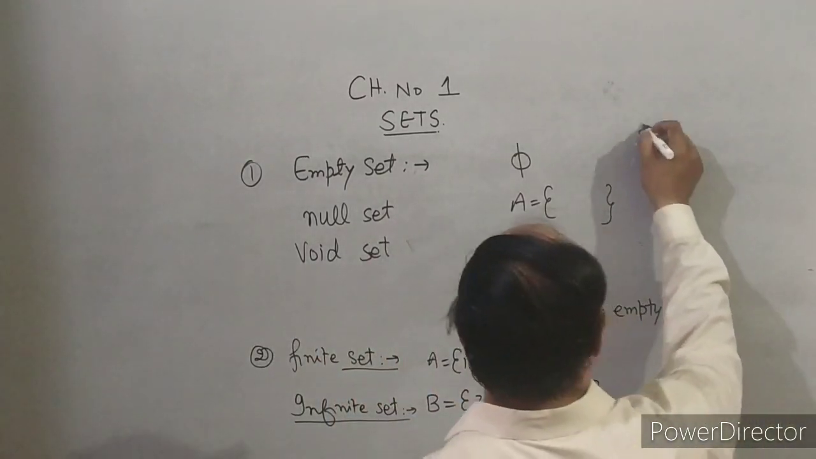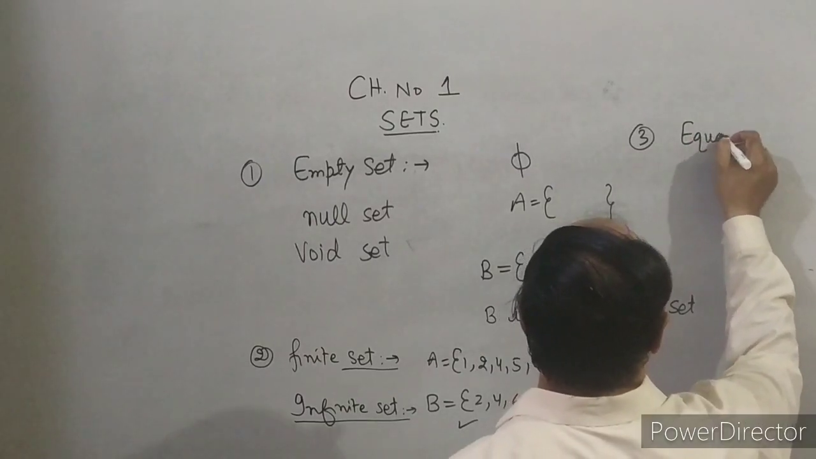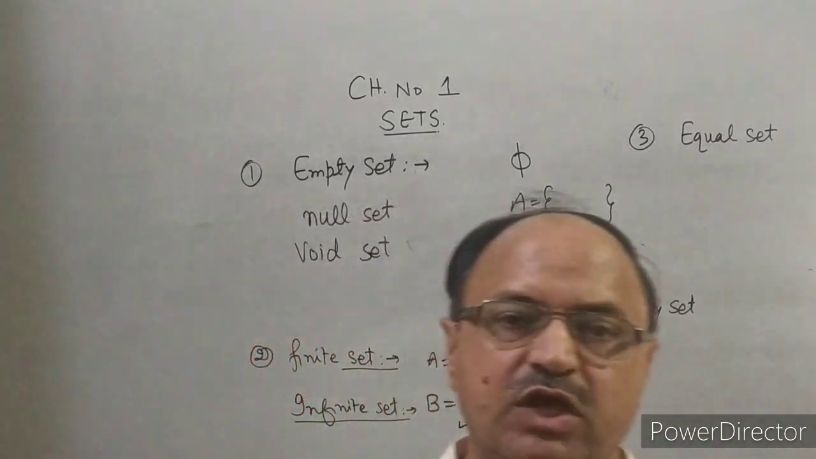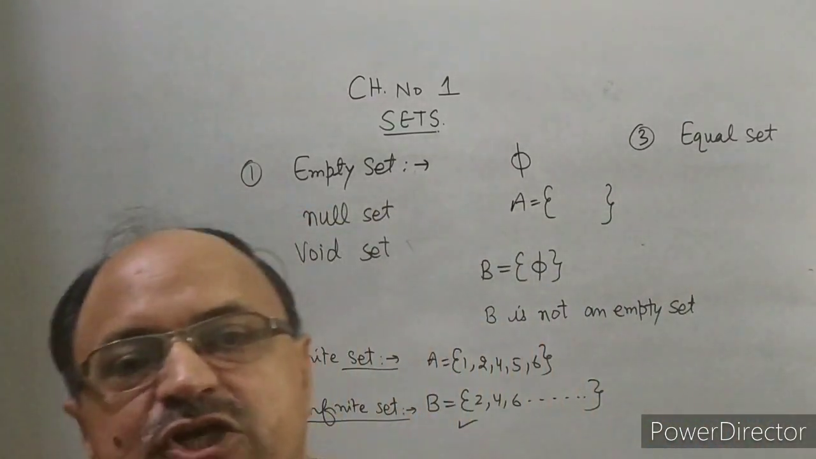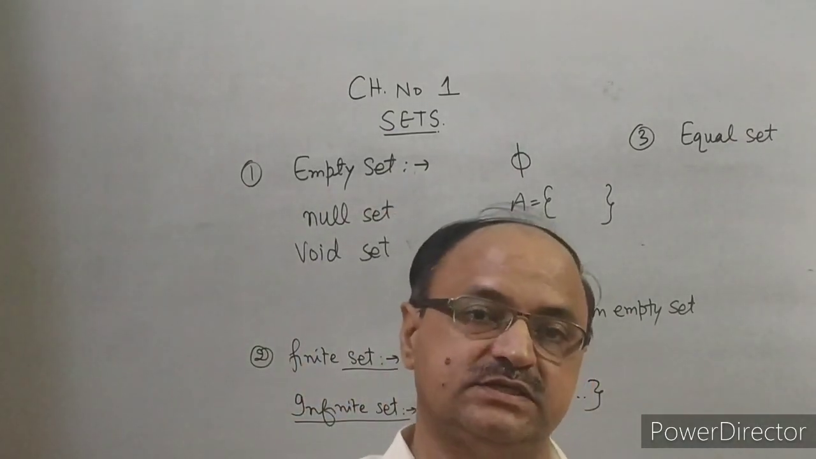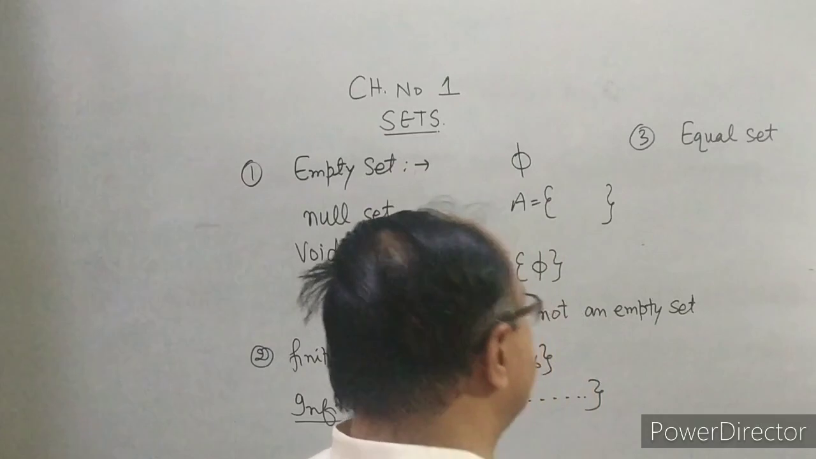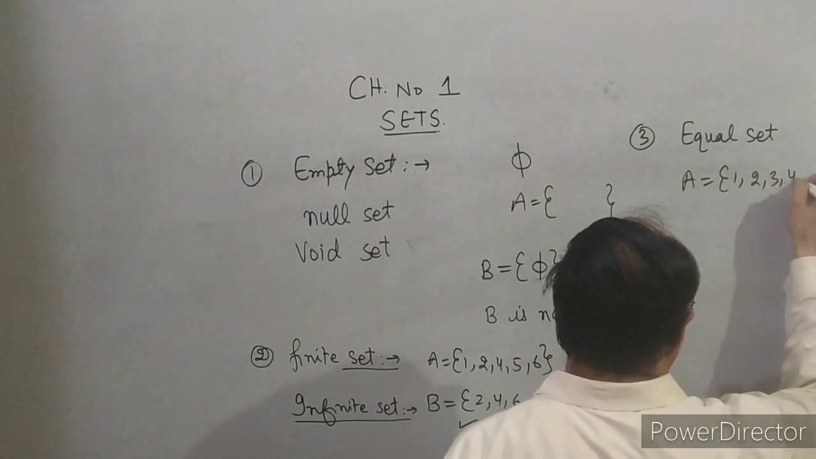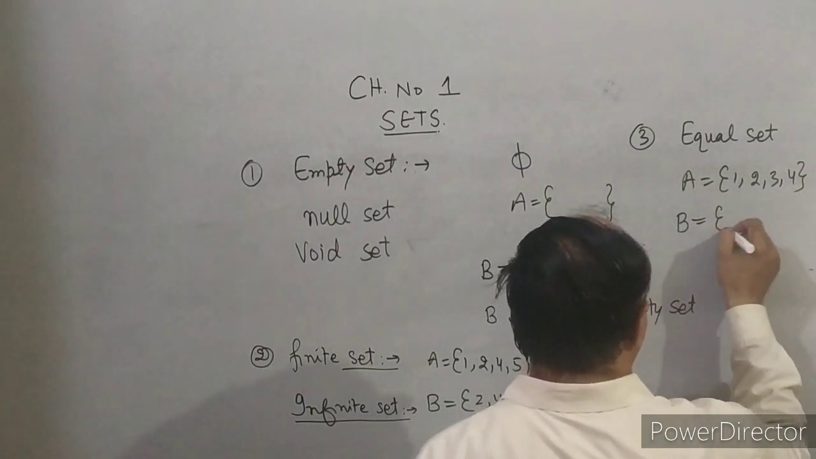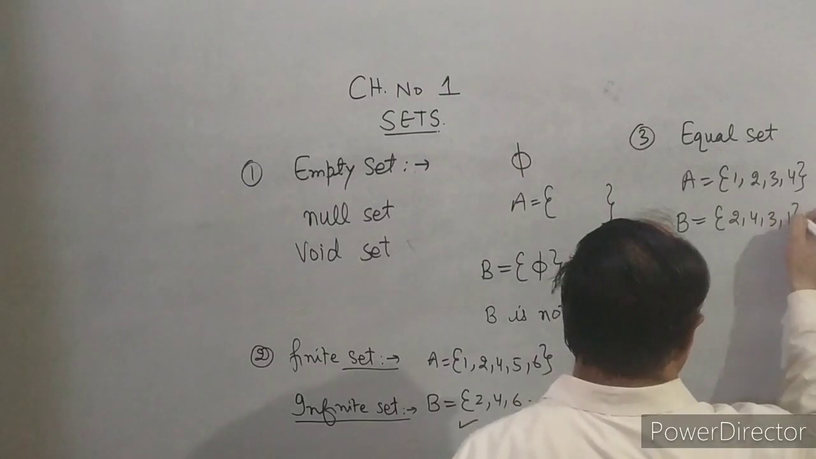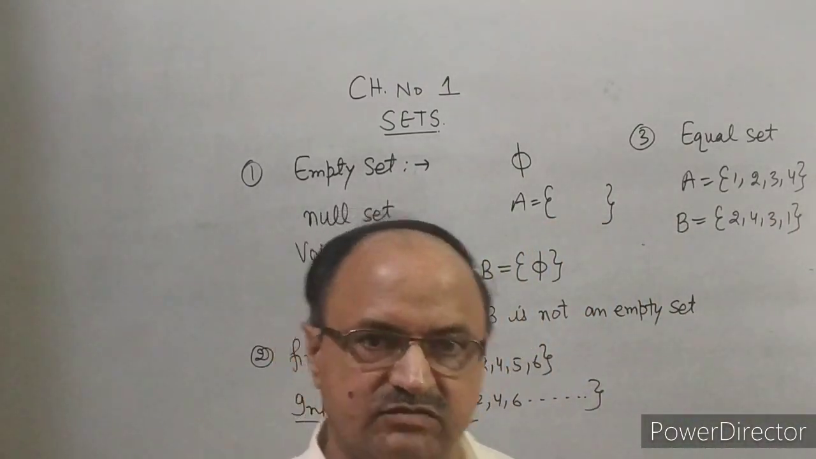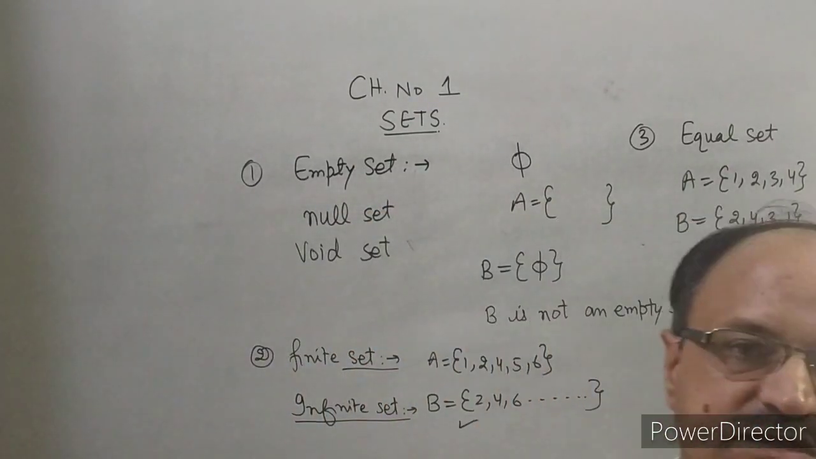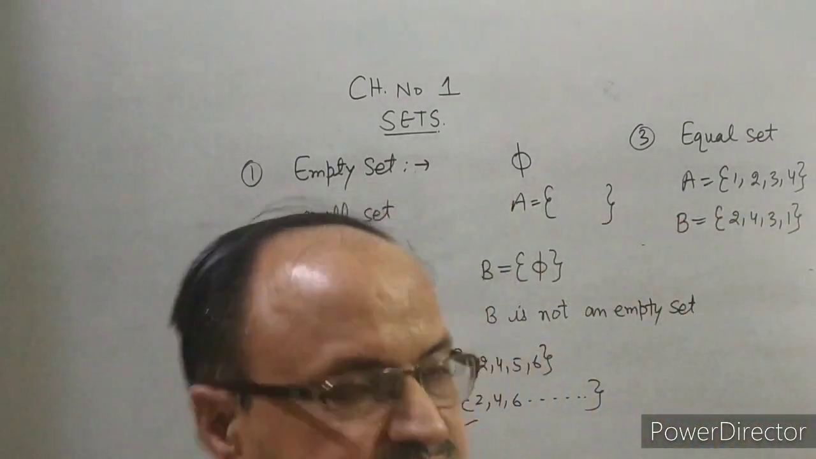Next, the third one is equal set. Two sets A and B are said to be equal if both sets have the same elements. For example, set A is equal to 1, 2, 3, 4 and set B is equal to 2, 4, 3, 1. If both sets have the same elements, then you can say both sets A and B are equal sets.